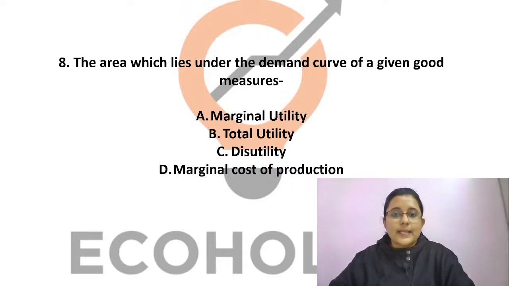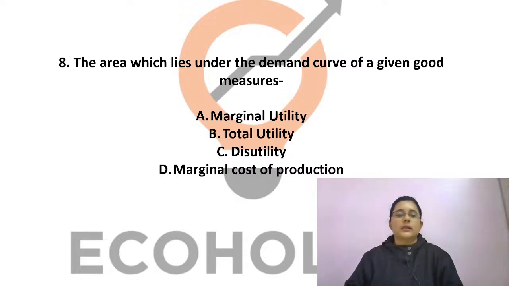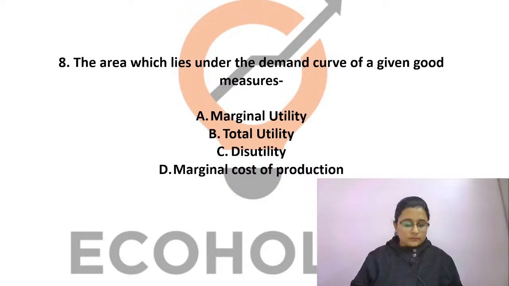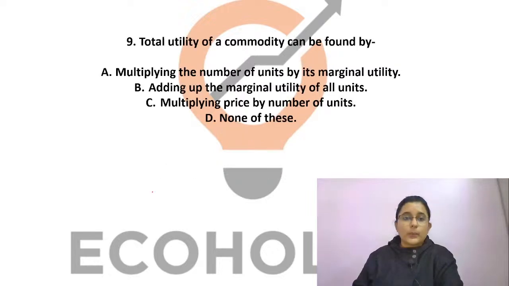The area which lies under the demand curve measures the marginal utility, total utility, disutility, or the marginal cost of production. Okay, so the right answer would be total utility. The area under the demand curve of a given good measures the total utility.